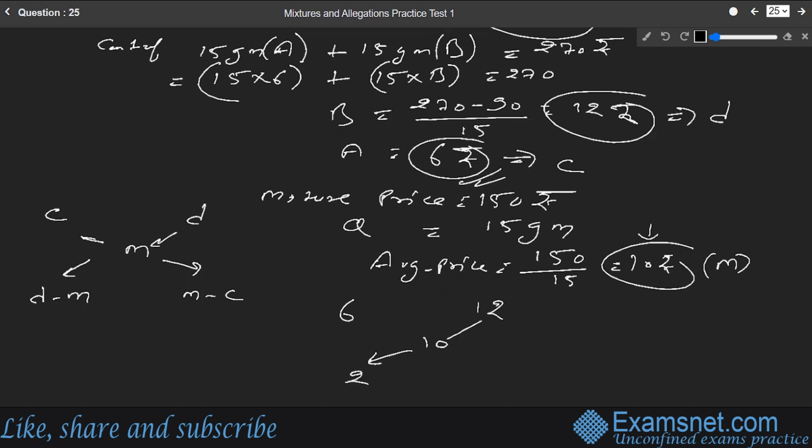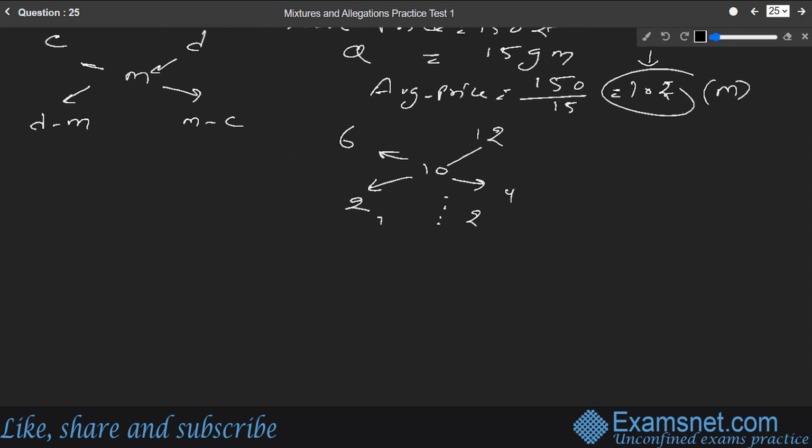12 minus 10 is 2, and 10 minus 6 is 4. So they should be mixed up in a ratio of 2 is to 4, which is nothing but 1 is to 2 only. So the cheaper type of metal should be taken in the one part, and the dearer type should be taken in the two part.